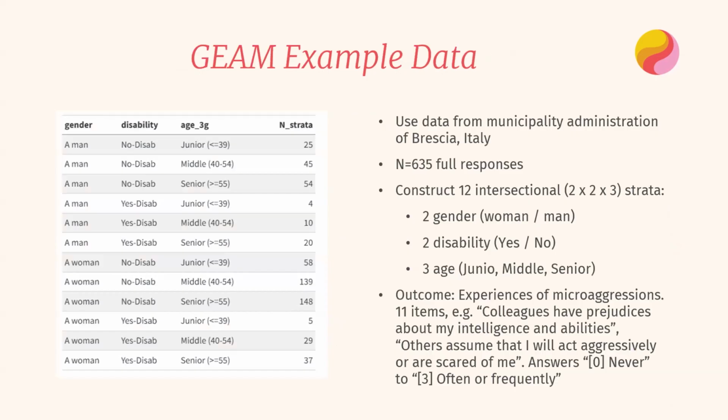For the GEAM, we tried this out with GEAM data. So we had 635 full responses from the Brescia City Administration, which we thought we could try out with this GEAM data. And we constructed here 12 intersectional strata. So 2 for gender, 2 for disability, and we constructed 3 age categories, junior, middle, and senior employees. And then you see on the left how the number of respondents is distributed across these different groups of people.